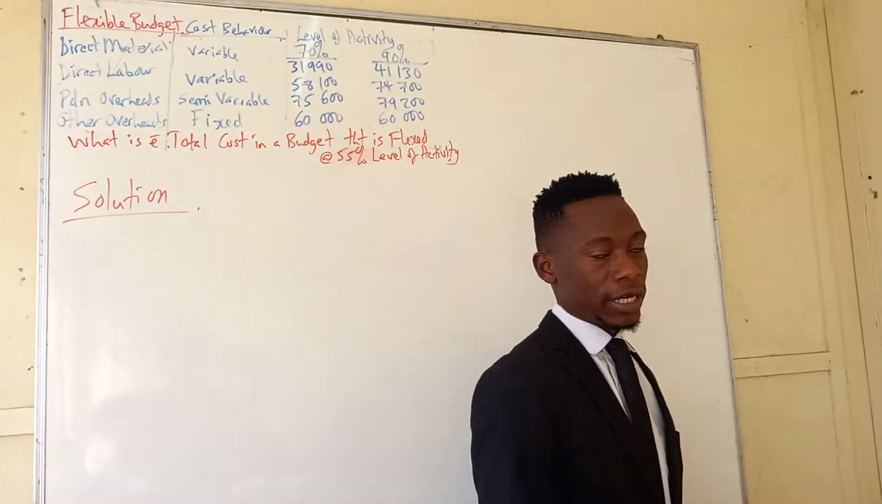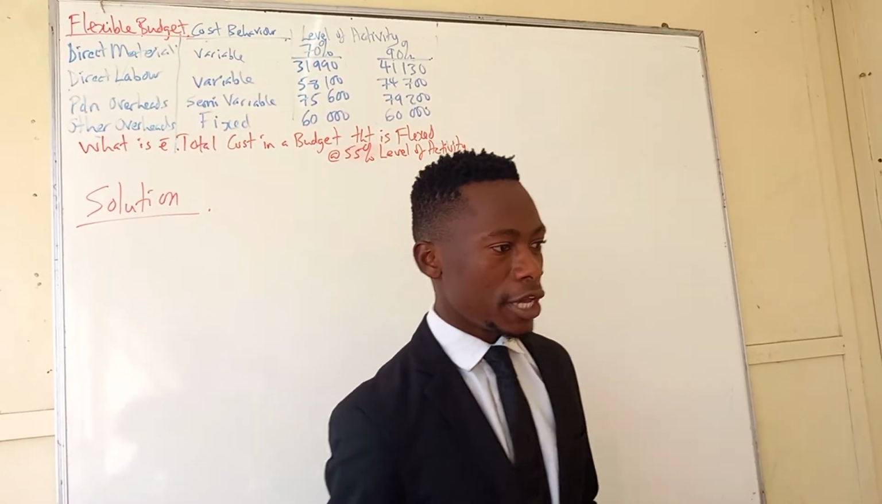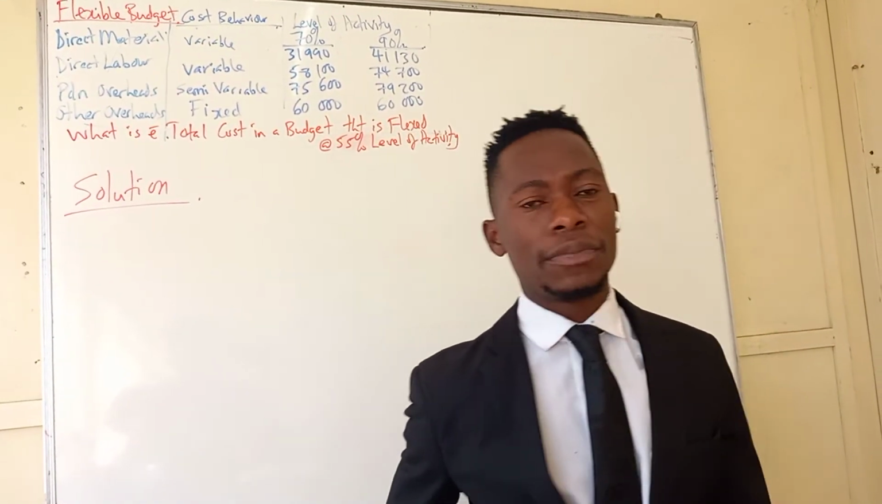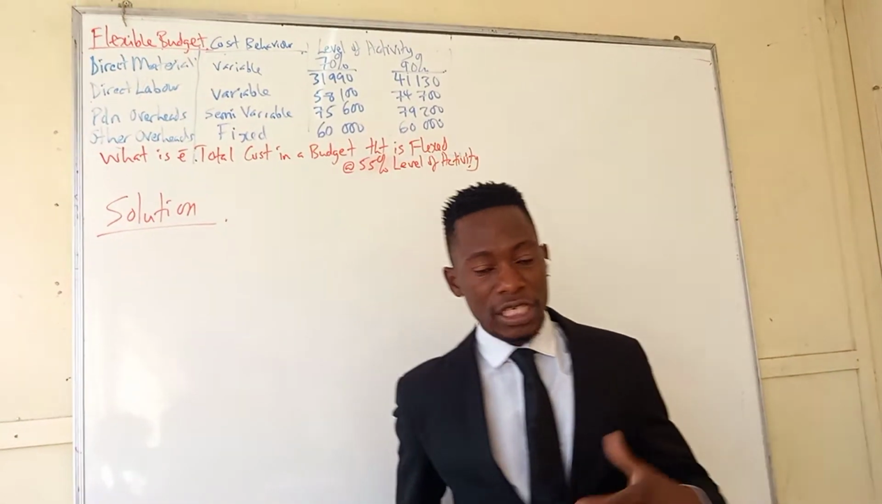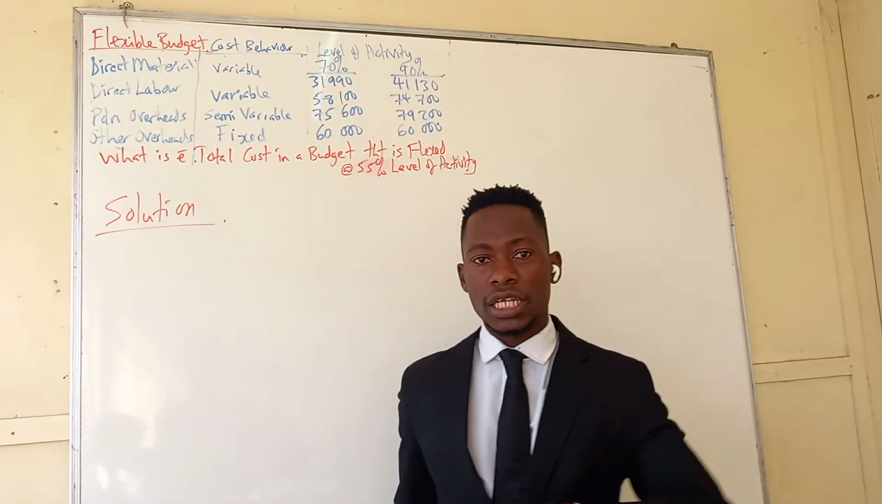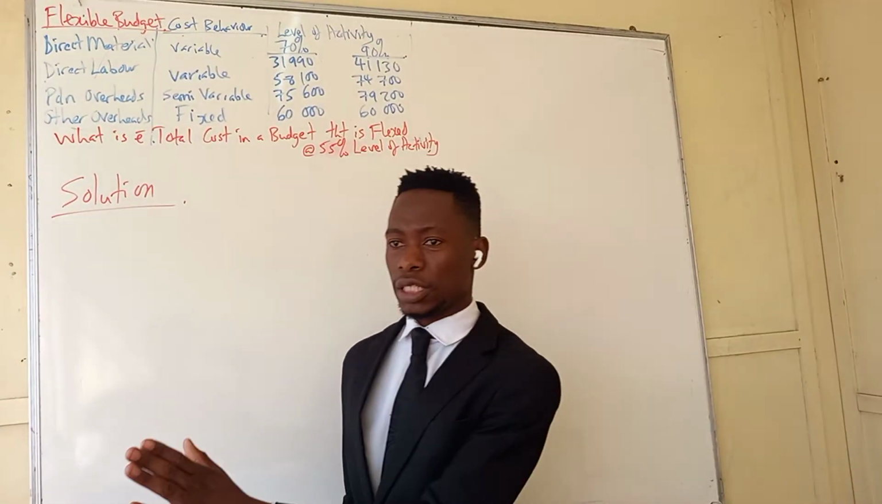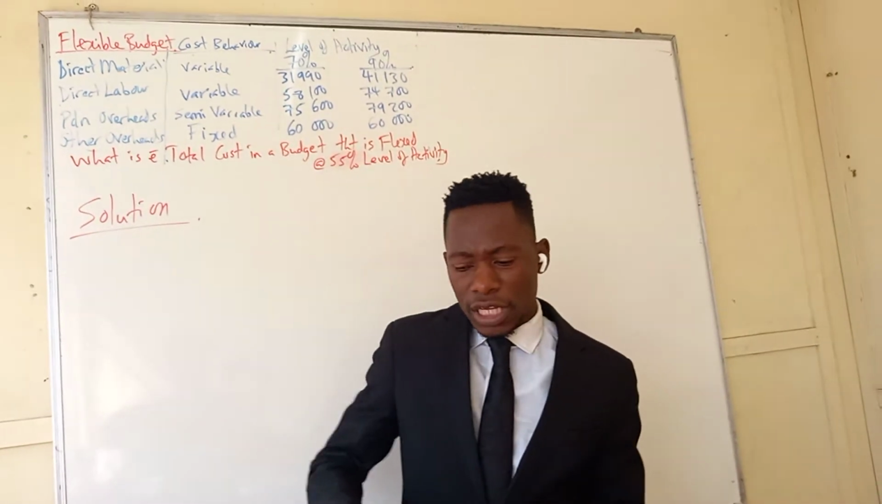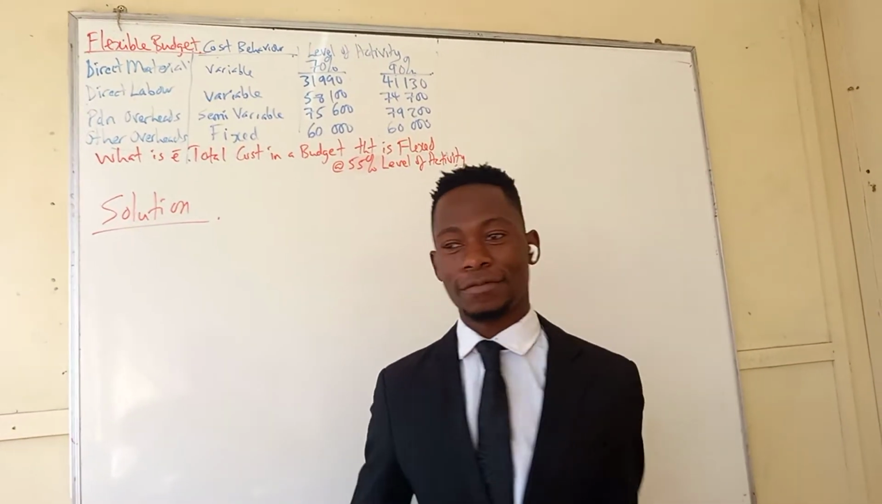Let me take you back. What's a fixed cost? What's a variable cost? A fixed cost is the type of cost that does not vary or change as the activity level changes. It does not change in total as the level of output changes. In other words, a fixed cost is fixed because it's fixed.